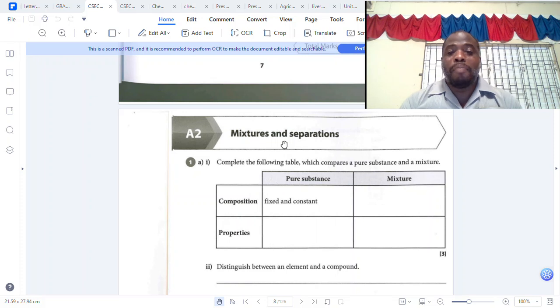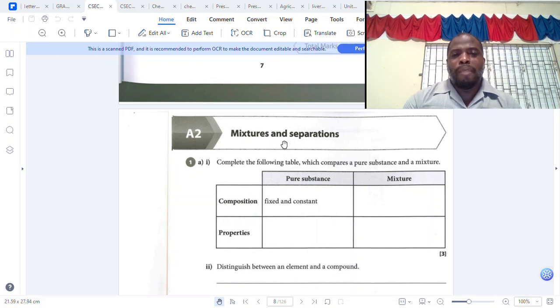If someone in the Caribbean has gold and someone in the United States also has gold, then the composition that the person in the Caribbean has would be the same as that of the person in the US. But when you look at a mixture, it varies in terms of its composition. It's not the same throughout. And just like pure substances, we have two types of mixtures. We have homogeneous mixtures and heterogeneous mixtures. We're going to be looking at that later on.